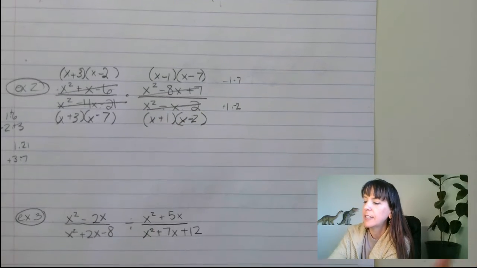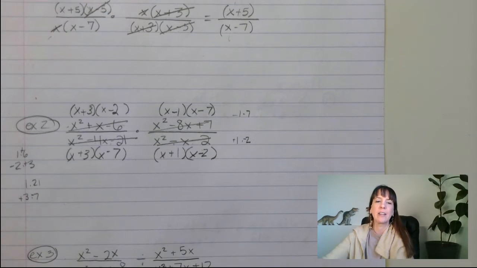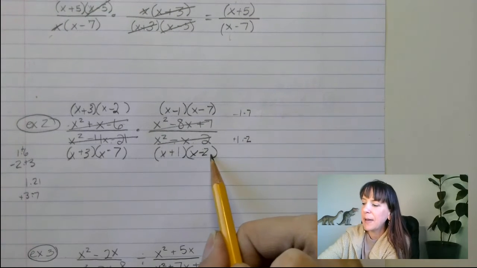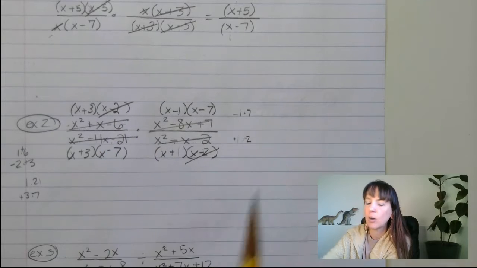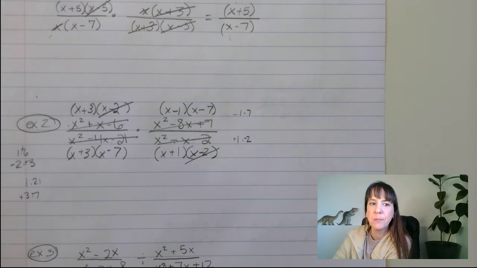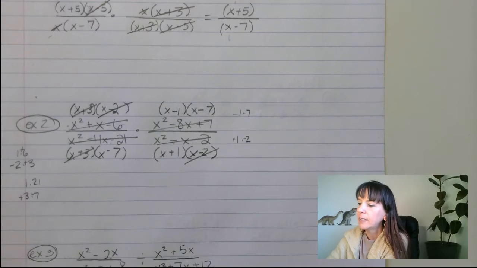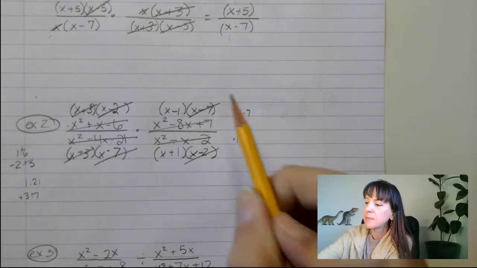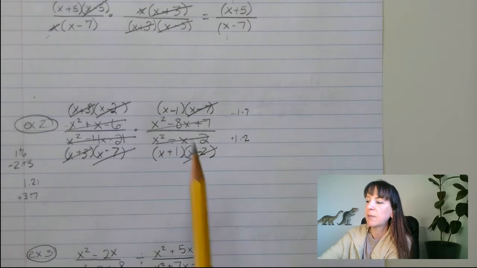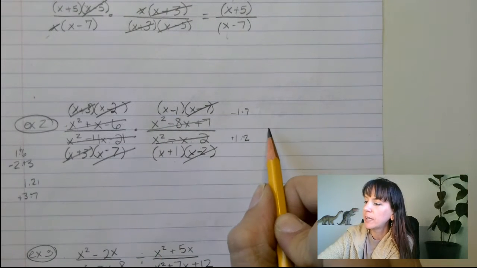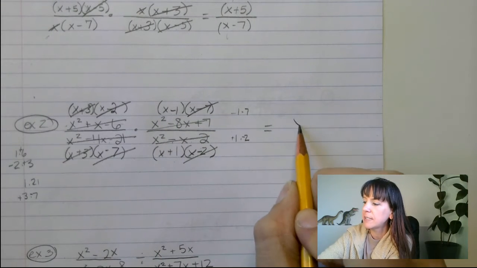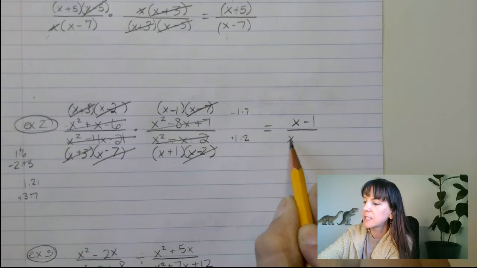All right, so you can see that I have this all written out here. Now we can cross cancel things. Straight off the bat, I see this x minus 2. Ooh, it looks like x plus 3, those can go away. X minus 7, and then we have x minus 1, x plus 1. So all that simplifies down to x minus 1, x plus 1.